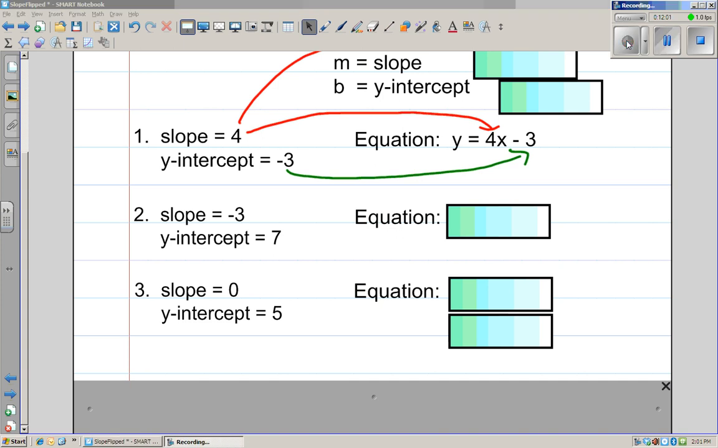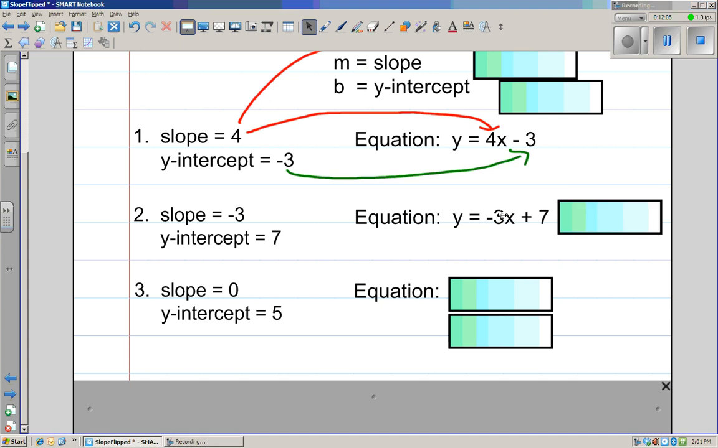For number 2, if my slope is negative 3 and my y-intercept is 7, it should be y equals negative 3x plus 7. The negative 3 goes next to the x, and since it is a positive 7, we plus 7.